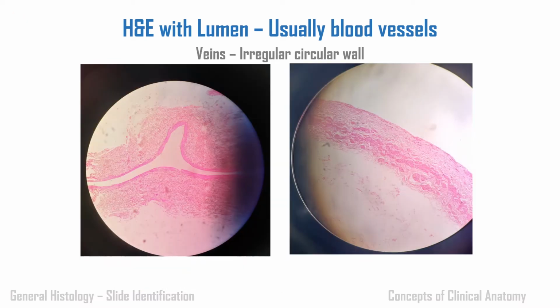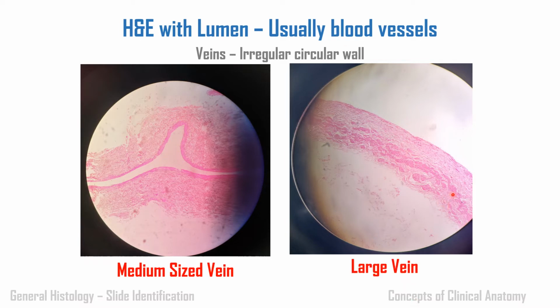Then coming to the vein, we have already seen why it is a vein. Irregular lumen, tunica media is very thin, tunica adventitia is more. Actually this is the slide of a medium-sized vein, and even though this is not showing a lumen, this is left over the blood vessel which is the large vein.